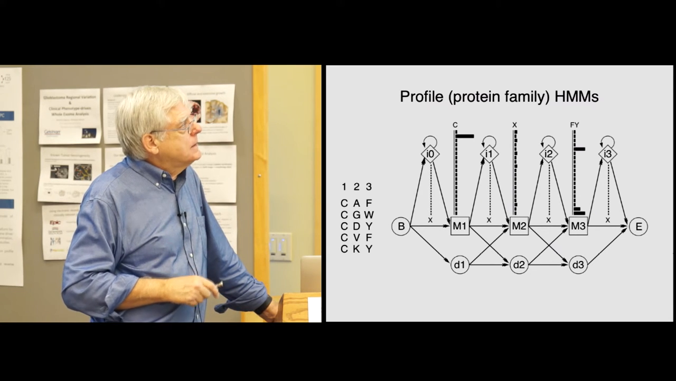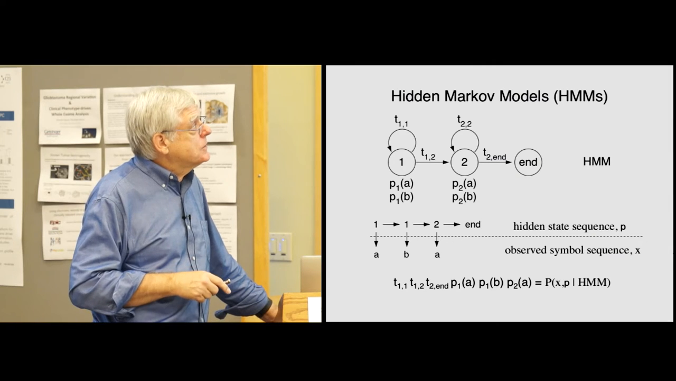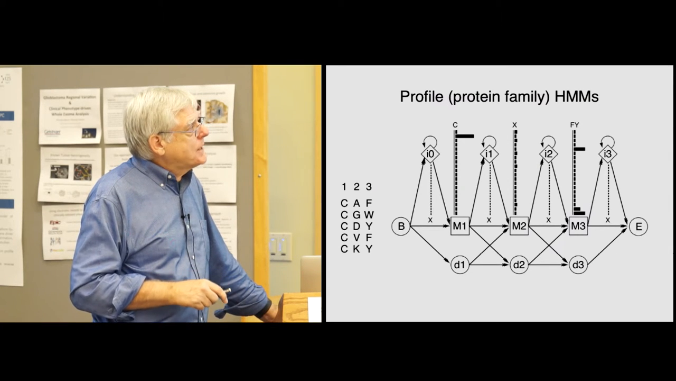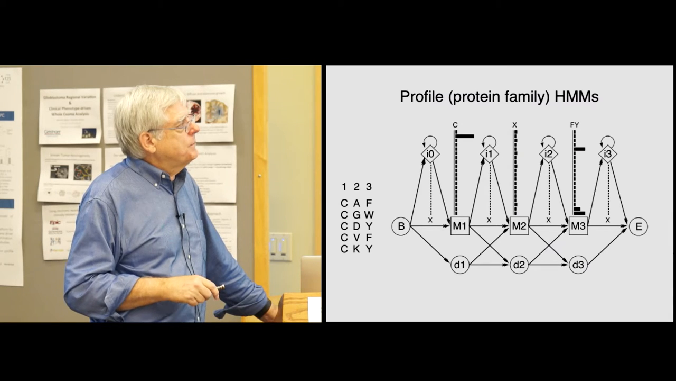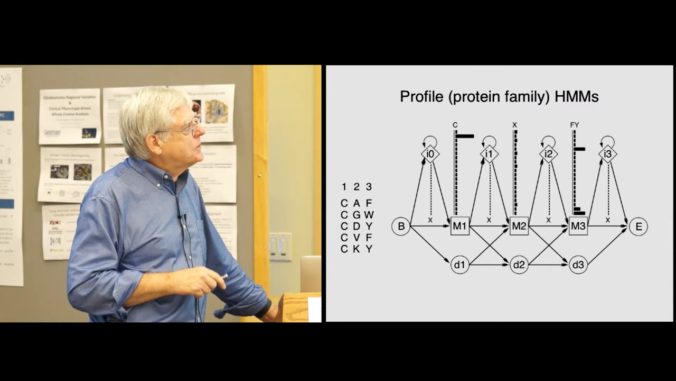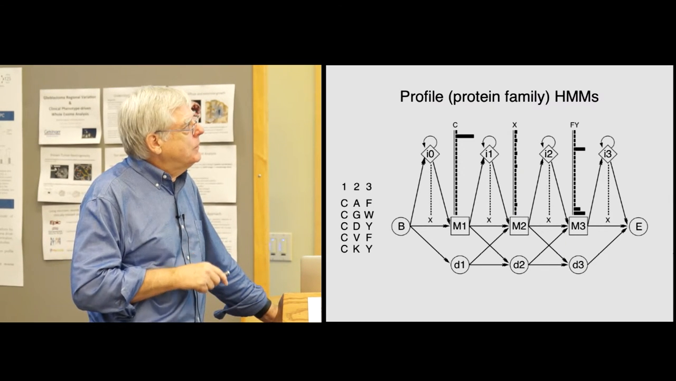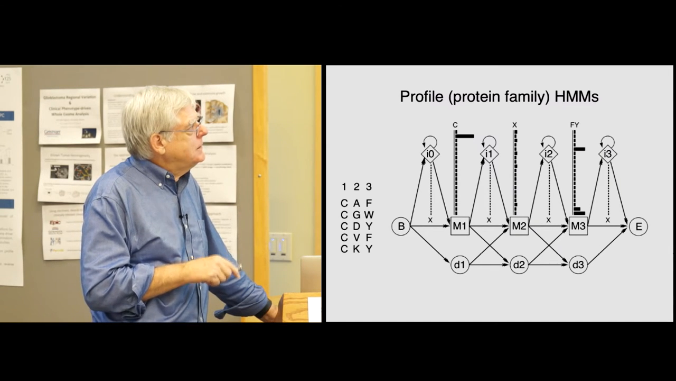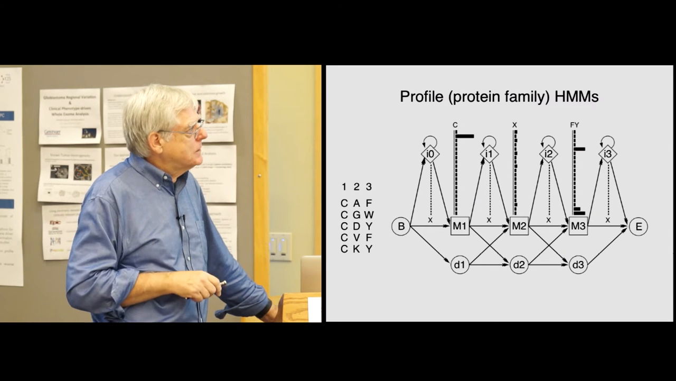So now, instead of having more general purpose transitions and stuff like that, I have something that looks like this. Let me make this clear, because this is also going to be on the test. We start out in the begin state. We're going to try to align a protein to this thing. We have match states. So here is our protein sequence multiple alignment. We have lots of cysteines, and we have pretty much anything, and we have phenylalanines and tryptophans and tyrosines.